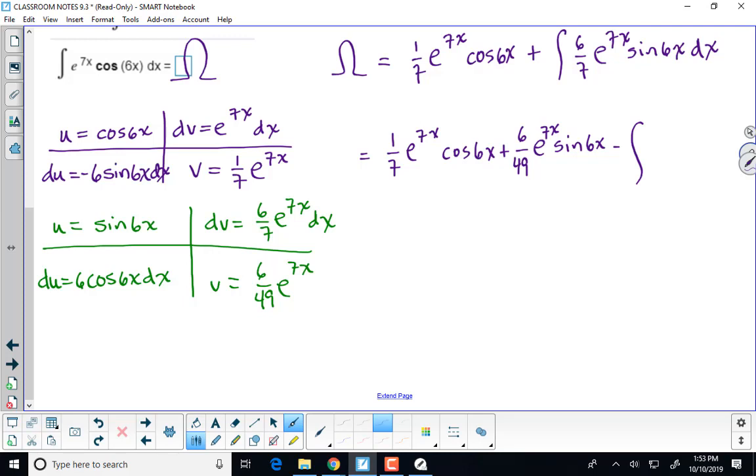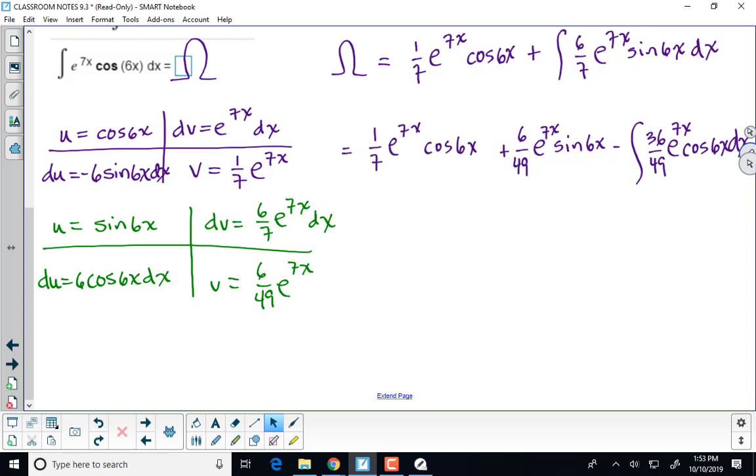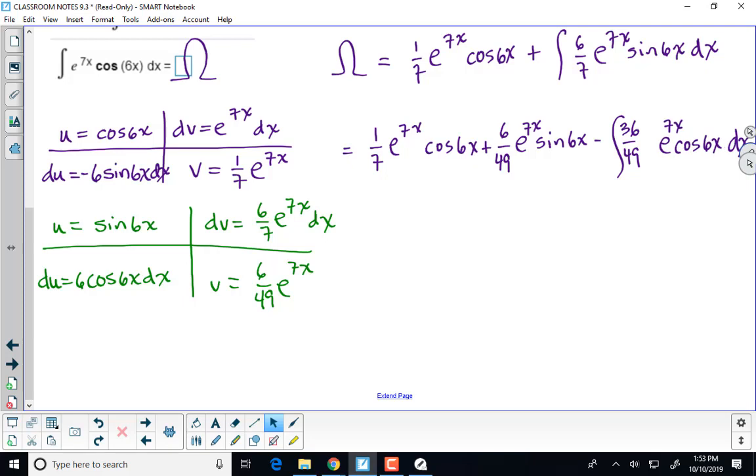Are we going to be going in circles? You have to do the 36. The twist. We're going to twist it up. We can twist this: e to the 7x cosine of 6x dx. So the second one, do we use the same thing? So we still use the same.